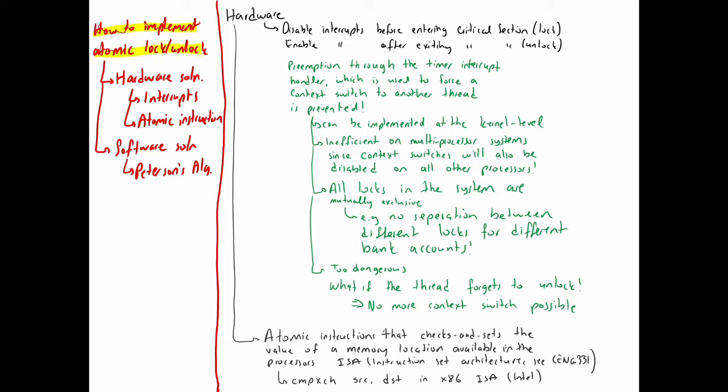Now, there are a couple of approaches to this. One is a hardware solution, and the first one is using interrupts. In the interrupts case, we can implement lock by disabling interrupts before entering the critical section, and unlock means enabling the interrupts after exiting it. Why does it work? It works because we know that preemptive scheduling depends on the timer interrupt handler, which is used to force a context switch to another thread. We prevent this by disabling the interrupts.